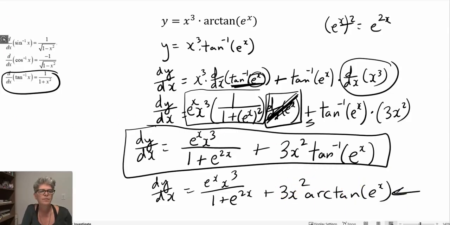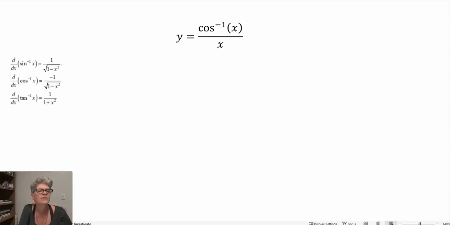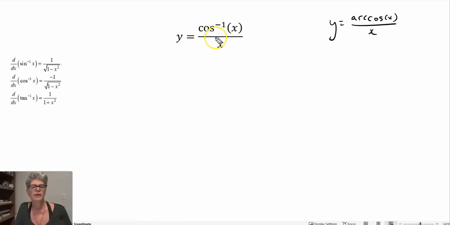Okay, to the last one. Okay, so on this last one, it's written with the inverse here. It could have been written like that. Okay, so some textbooks would write it up like that. We're going to go with this. Okay, I'm going to have to use the quotient rule here.